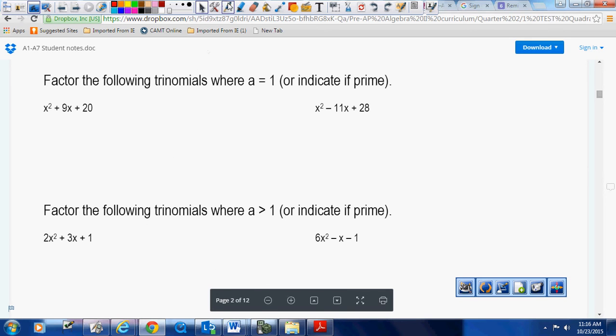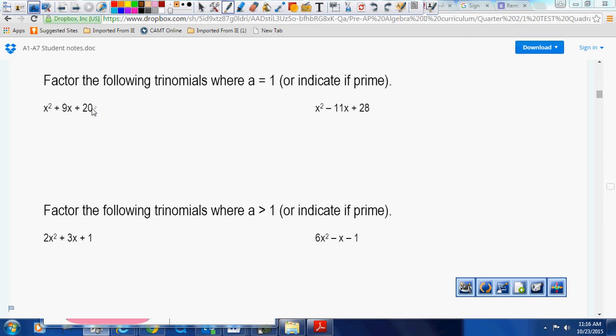So now when I'm trying to figure out how to factor this, I know that I'm going to have to figure out what are two terms that I can multiply and get a 20, but add and get a 9. So I know I'm going to have two terms because this is squared. So I know I'm going to have an x and an x. That's going to give me an x squared.